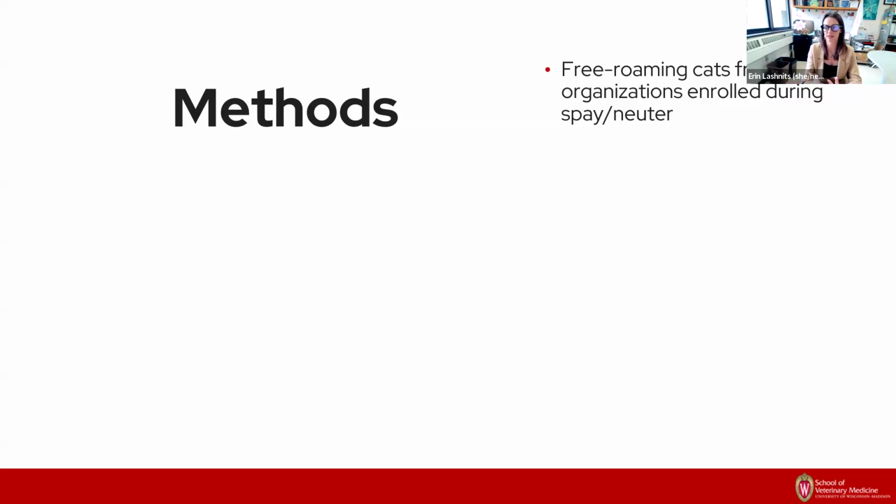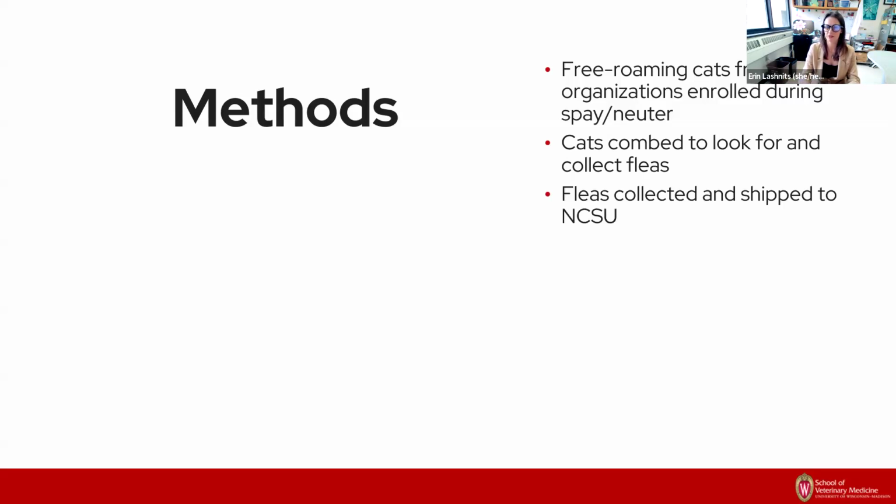So they were enrolled at the time that they were trapped and anesthetized for their spay or neuter, and then left to go back to their lives. Right after they were put under anesthesia for their spay or neuter, the cats were combed using a standardized protocol to look for, count, and collect whatever fleas were on them. And then these fleas were all stored and shipped to NC State, where all of the testing was done.